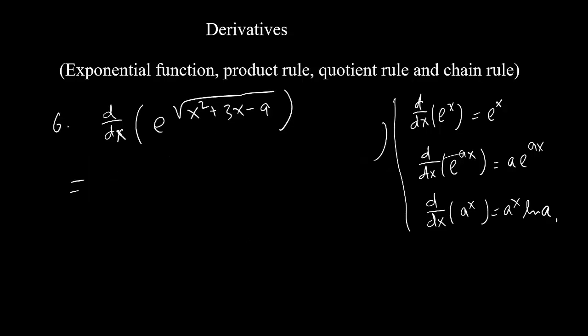Example 6. We have to take derivative of e to the square root of x squared plus 3x minus 9. So this one first goes with this form, e to the x. So derivative of e to the x is e to the x. So whatever we see, just write it here. Square root of x squared plus 3x minus 9. Now I need to take the derivative of the entire thing here, which is not x.